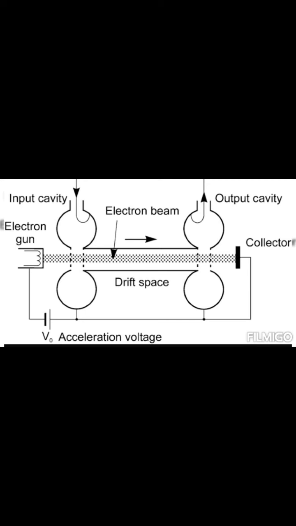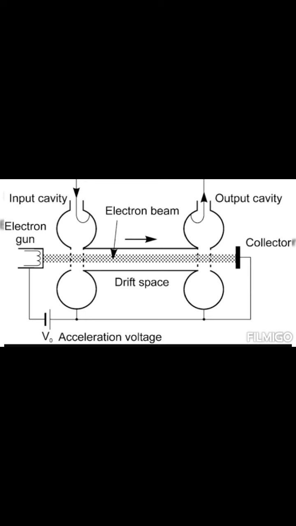We are going to first learn the basics of two cavity klystron and then we move to multi cavity klystron. Here in this figure you can see input cavity, output cavity, drift space, collector and electron gun. Electron guns are used to eject the electron beams and the collector is used to collect the electron beams. There is a drift space between input cavity and output cavity. Input cavity is also known as buncher cavity and output cavity is also known as catcher cavity.